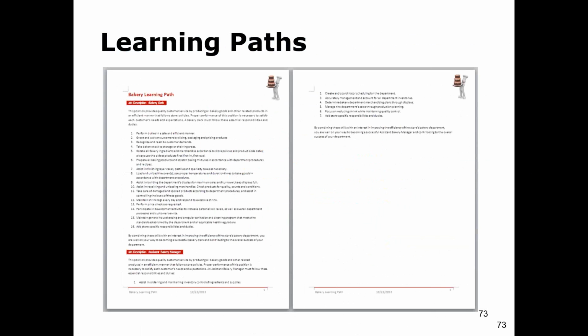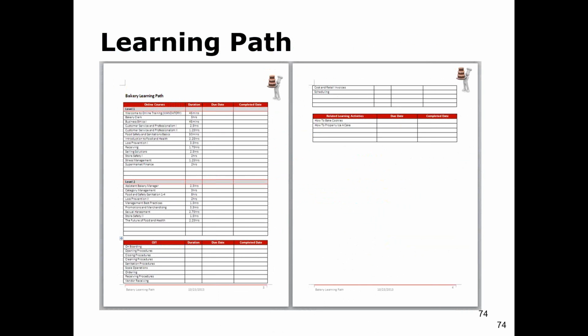We offer all our retailers learning paths, and these learning paths give you a description of the positions that are in that learning path. This is an example of a learning path for the bakery. So you have first a job description for a bakery clerk and then for an assistant bakery manager. And depending on how big your bakery department is, you might have additional positions that you want to include in this path. The whole idea is that you can have a complete list of the courses that you deem necessary for somebody who's developing within the bakery department.